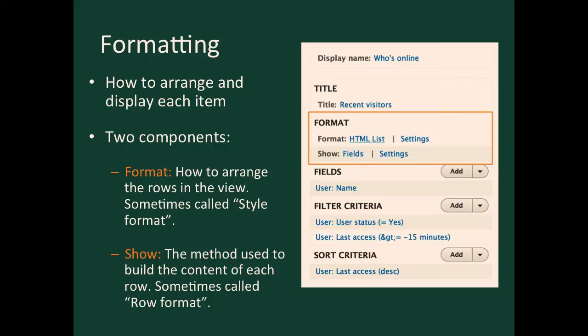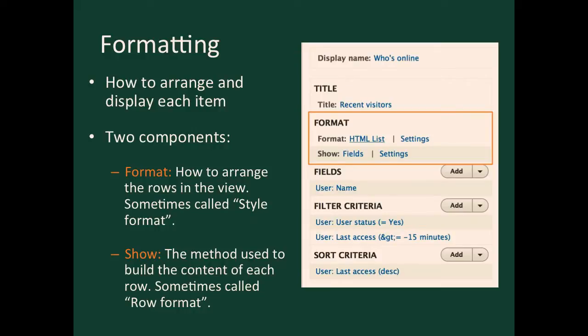There are two components listed here. The first one is called format, and it controls how you arrange the rows in the view. It's also sometimes called the style format because naming things is hard. There's also the show component, which is the method that you use to determine what gets shown for the item in the row. It's also called the row format. Those are sort of legacy names for those things that go back to Drupal 5, and they've still sort of hung around, and so you'll hear them used interchangeably. So it's one of those things that'll be confusing for a little while.